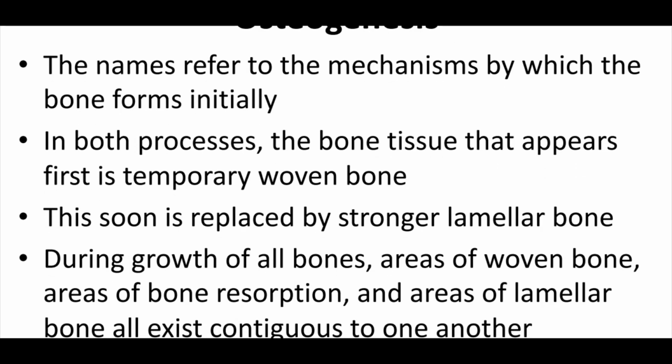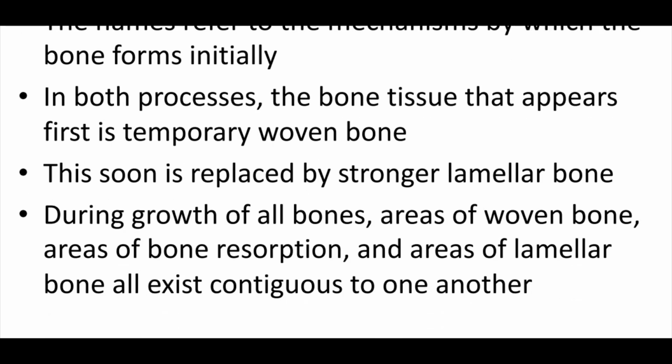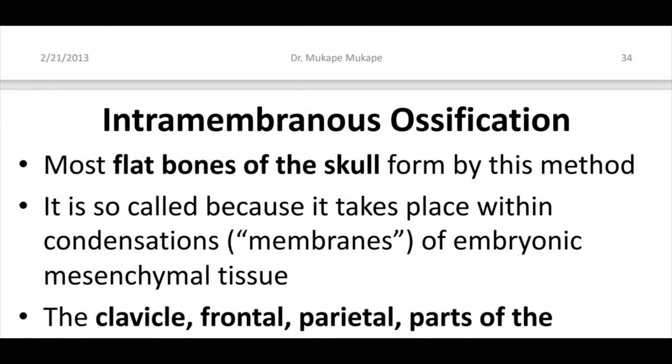In both processes, the bone tissue that appears first is temporary woven bone. Remember, we said woven bone is immature bone. So both in intramembranous ossification and in endochondral ossification, the first type of bone that is formed is woven bone. This is soon replaced by stronger lamellar bone. During growth of all bones, areas of woven bone, areas of bone resorption, and areas of lamellar bone all exist contiguous to one another.